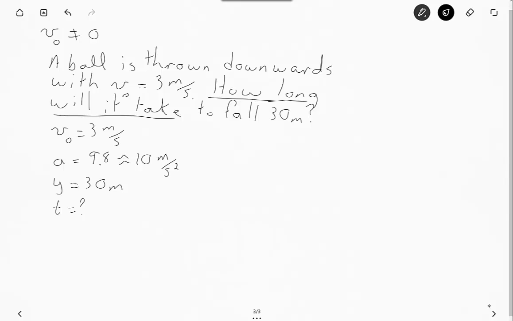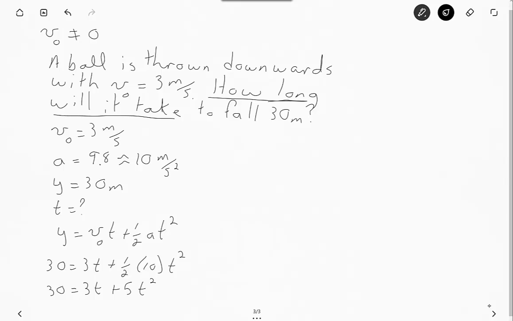So if I think about the equations, then I know that I want to use that y is equal to v naught t plus 1/2 at squared. So if I plug in my numbers at this point, I get 30 is equal to 3t plus 1/2 times 10 t squared. I can simplify that to be 30 is equal to 3t plus 5t squared. Now at this point, I have a quadratic equation.